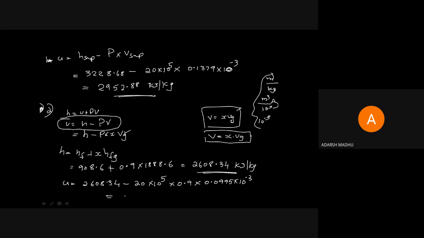You will get the internal energy. HF plus... H minus P into dryness fraction into Vg.